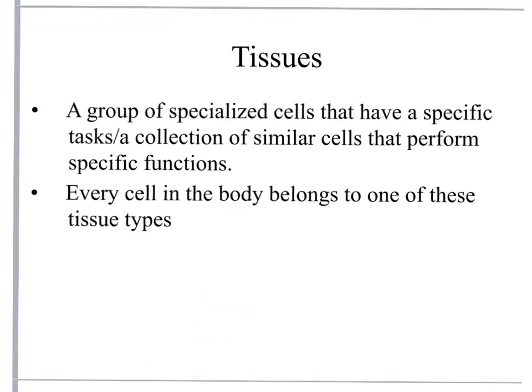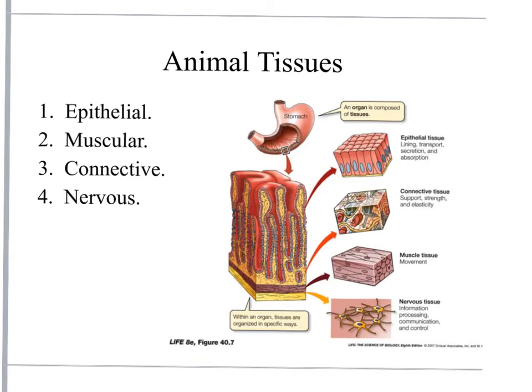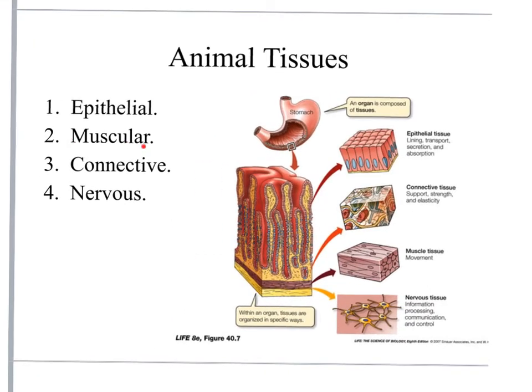So to define a tissue, not like Kleenex tissue, blow your nose, but tissues in your body, it's a group of specialized cells that have a specific sort of function or task. So every single cell in a body will belong to a specific type of tissue. Animals, like humans, have 4 types of tissues. We have epithelial, muscular, connective, and nervous.